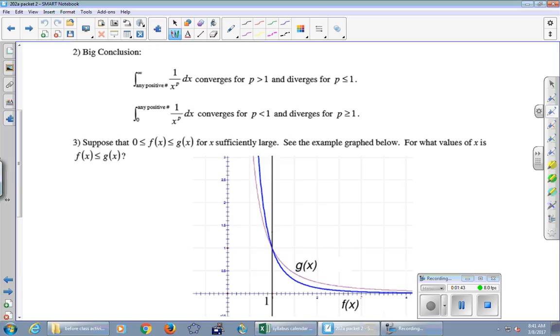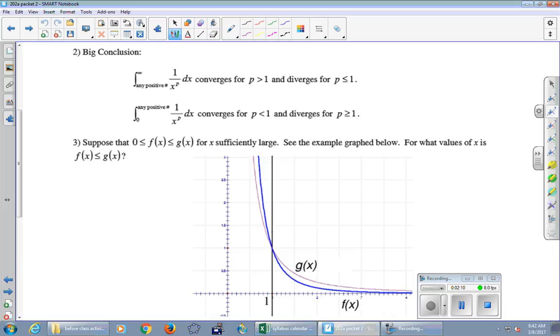Okay, so we're going to skip over number 1 and just remind you of the conclusion that you made in the activities in number 2. This is from last class. You guys did the integral from 1 to infinity of 1 over x to the p. You remember that? And you made a conclusion based on doing 3 examples of this. If p is greater than 1, then that integral turned out to be some finite value, right? And so we said the integral converged. And if p was less than or equal to 1, then the integral diverged.